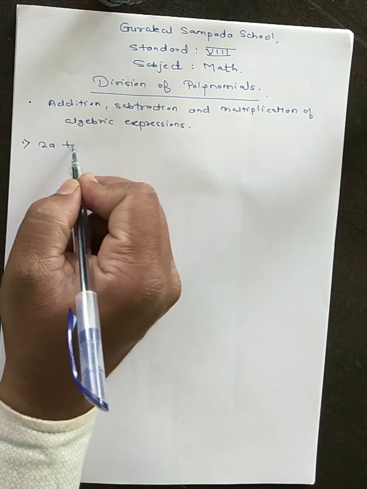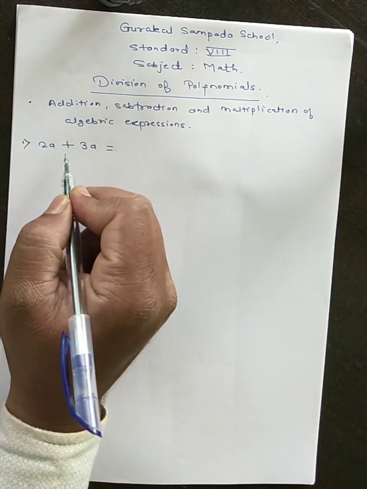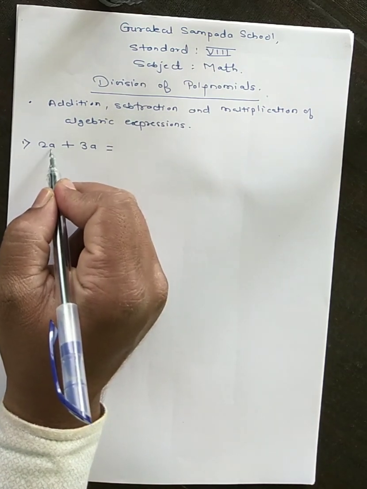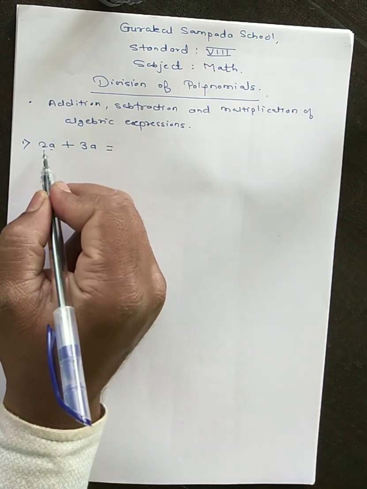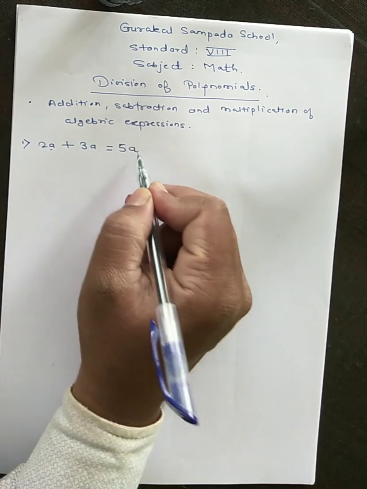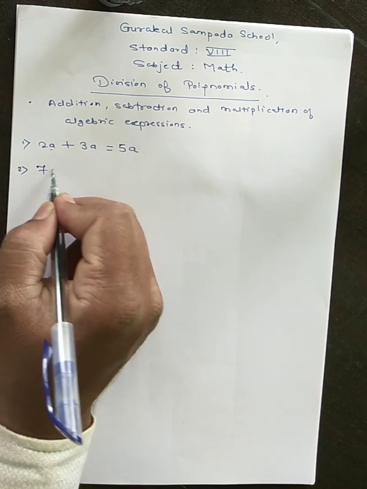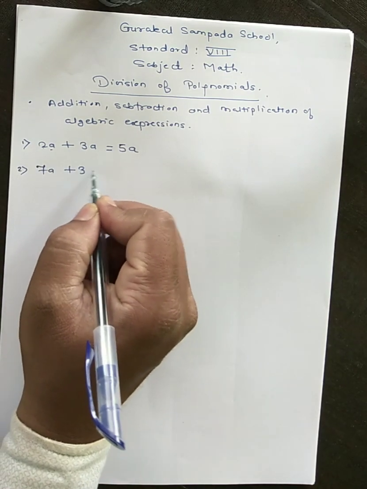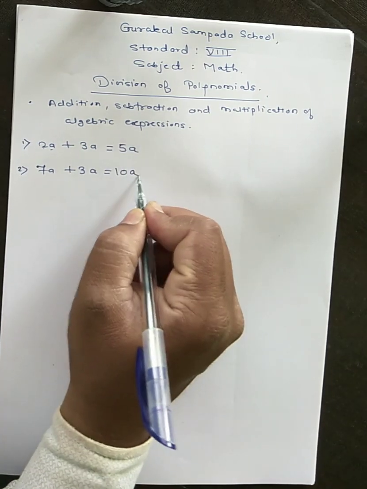Suppose 2a plus 3a. So we know that here one variable is there. Variable means what? Now a is called the variable. So the coefficients here are 2 and 3, so 3 plus 2 is 5, and the variable is a. Suppose one more example, 7a plus 3a. So we can write 7 plus 3 is 10, and the variable is a.